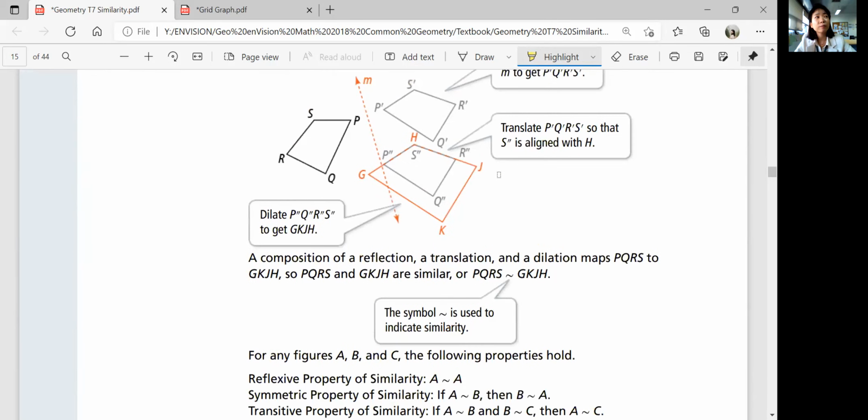So they're similar. As long as you can use a composition of transformations, they're similar. Now, are they congruent? No. In order for the shapes to be congruent, you need a composition of transformations that are rigid motions. Okay, dilation is not a rigid motion. So if it includes dilation, the shapes are similar, they're not congruent.